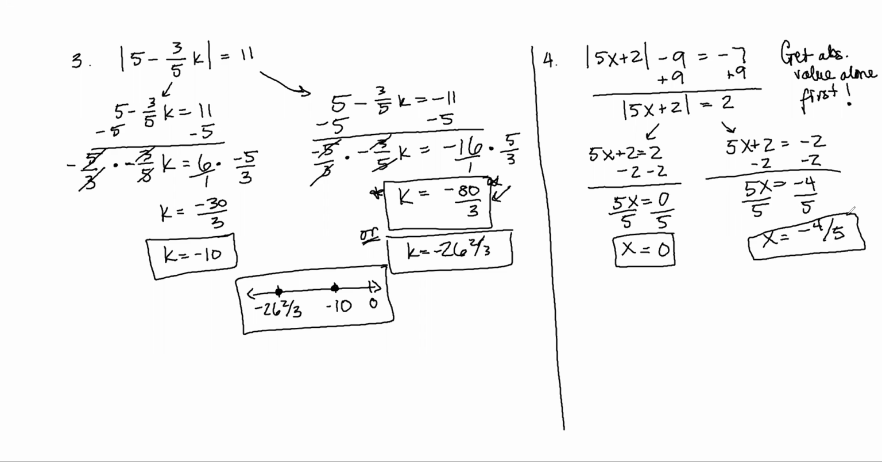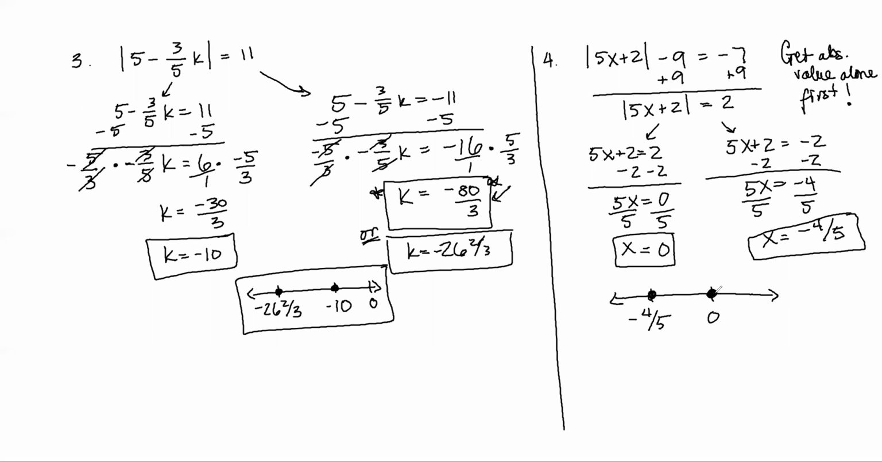Now, if we go ahead and graph this one, again, we just have these two numbers. One of them is actually 0, which is perfectly fine. Just make sure 0 is bigger than any negative number, so it goes on the right. And we're going to put a point at negative 4/5 and a point at 0.